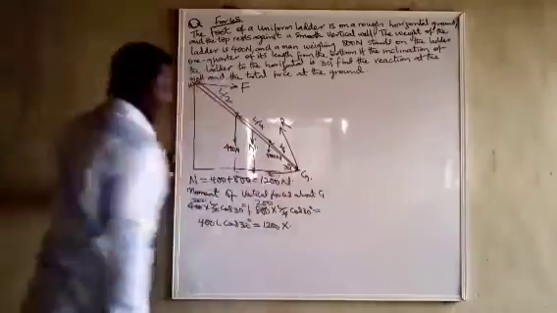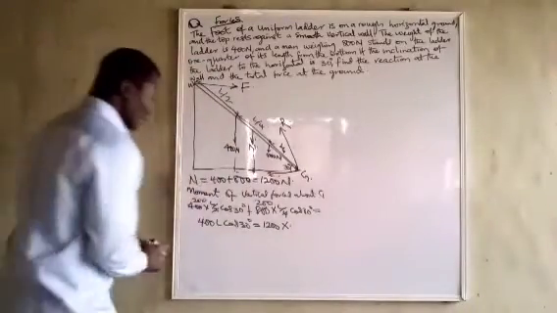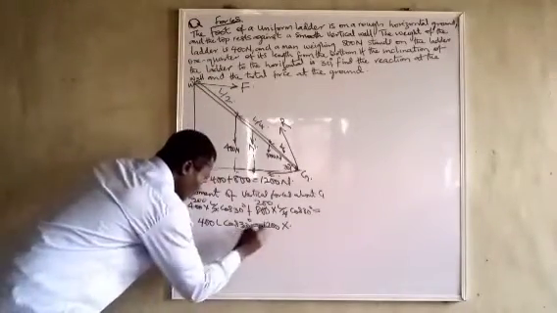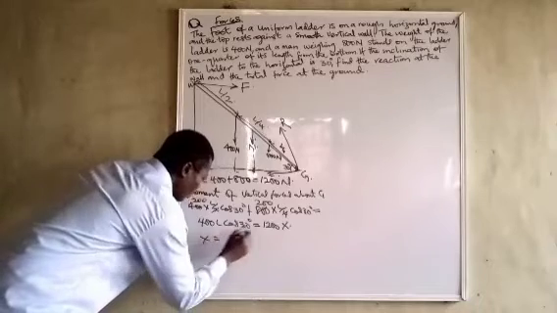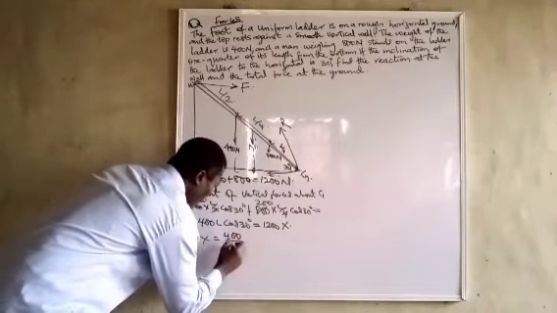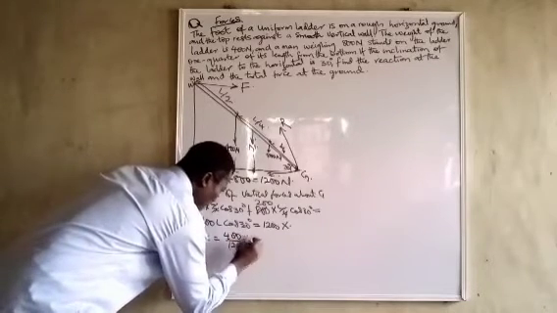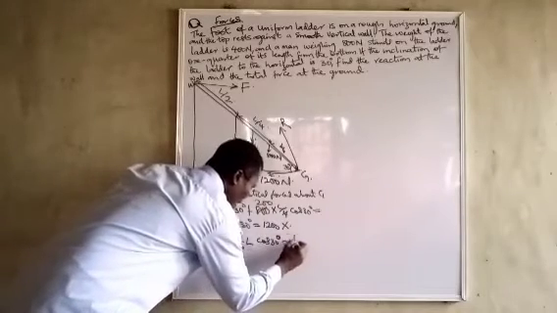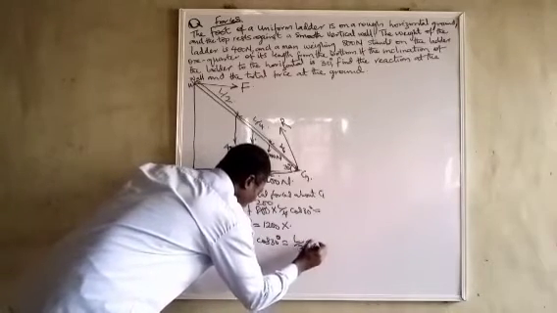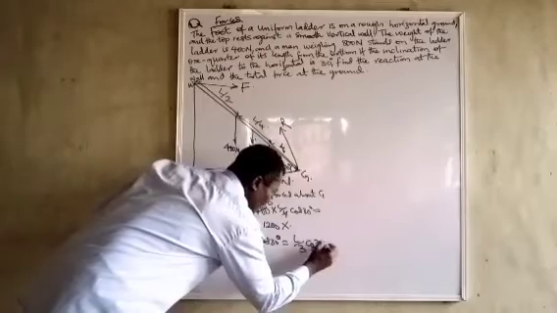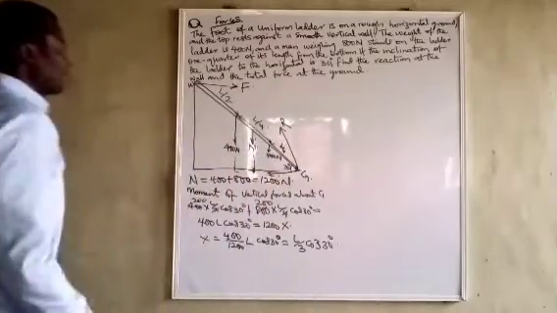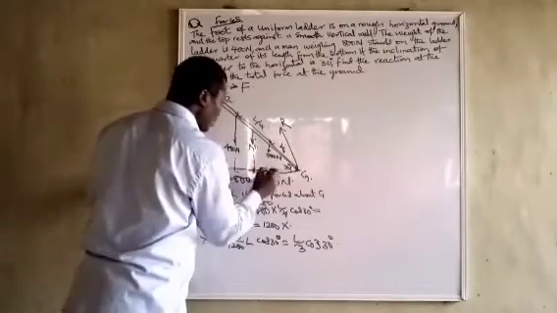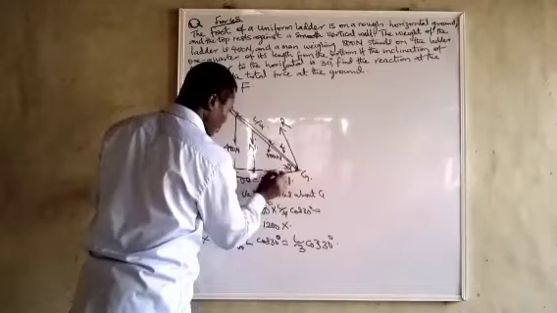X. It has been explained in the lecture. So x is equal to 400, which is equal to L over 3 cos 30 degrees. So what does that mean? It means that from here to here is L over 3 cos 30.